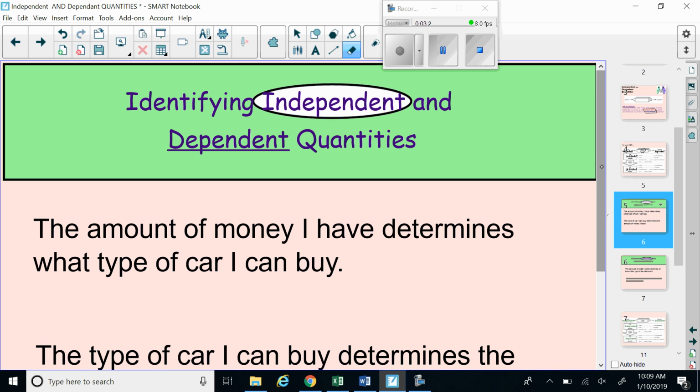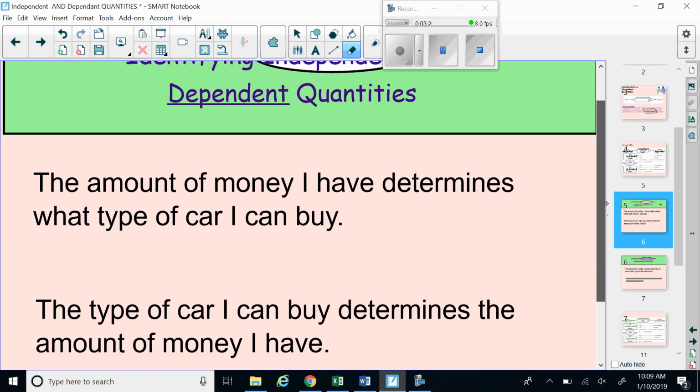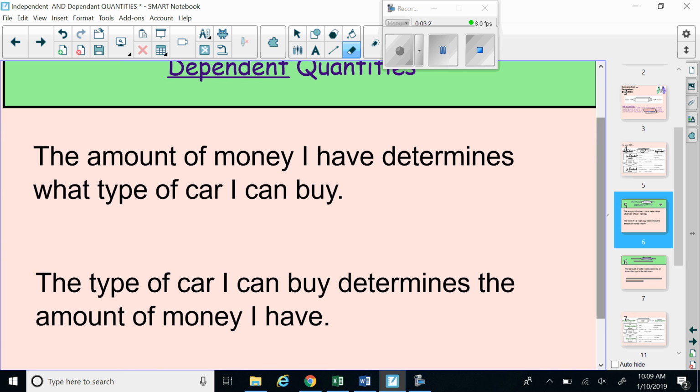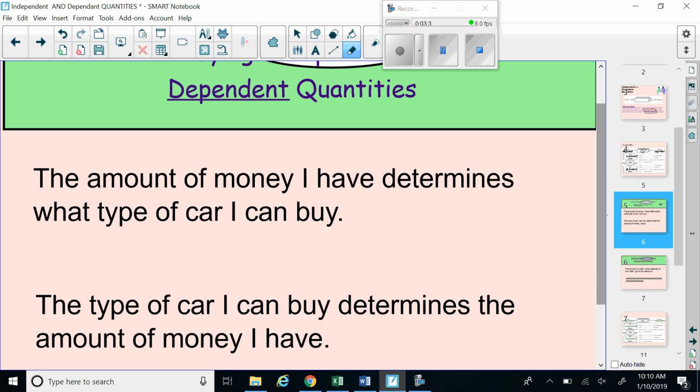So how do I find an independent and a dependent quantity? When I look at this statement, the amount of money I have determines what type of car I can buy. I want to figure out there are two parts: the amount of money that I have, and the type of car I can buy.